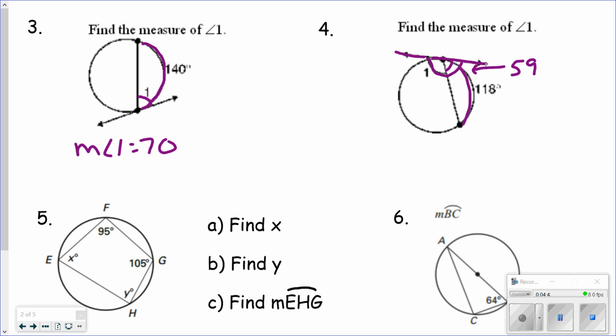Well, if you look closely, we have a linear pair here, which means the measure of angle 1 plus the angle 59 is equal to 180. So if we subtract 59 from each side, we end up getting that the measure of angle 1 then is equal to 121.